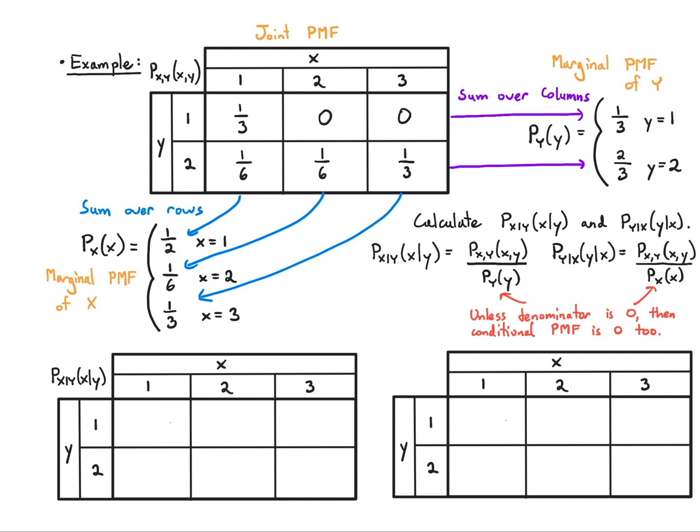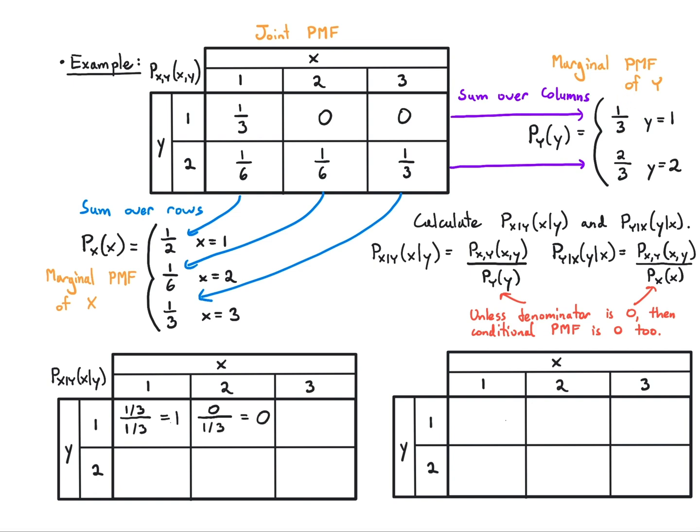So that's the top left entry in the joint PMF table. And I divide by the marginal PMF of y, which is a third at y equals 1. So I'm going to get 1. Then I get 0 from the joint PMF table. And again, I'm going to divide by a third. So I'm going to get 0.